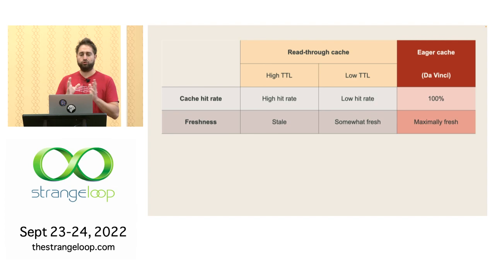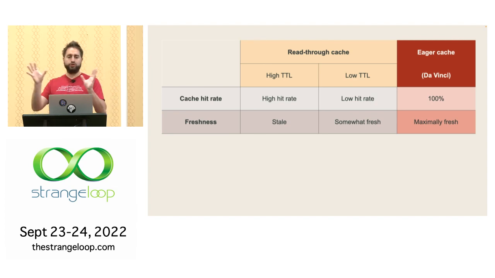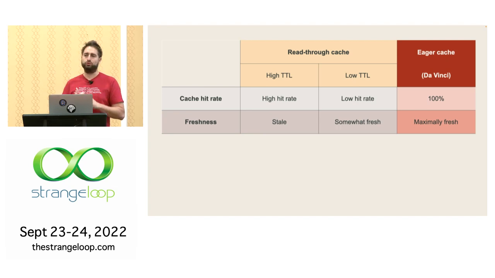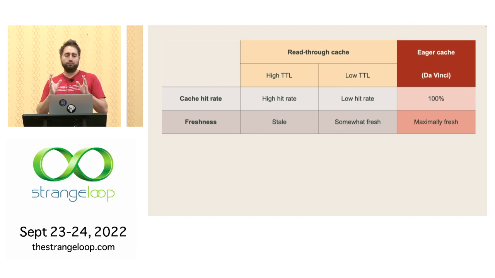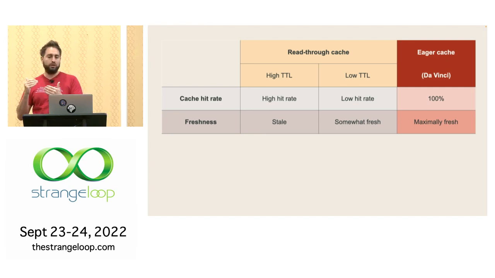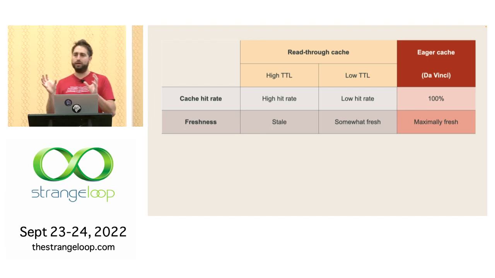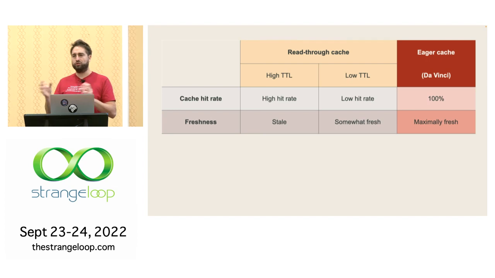So here, I'm showing these two side by side, and I'm breaking up the read-through cache into essentially two separate solutions. If you configure your read-through cache with a high TTL, you'll benefit from a higher hit rate in the cache. But since you'll be hanging on to stuff for longer, the stuff you're serving out of it is more stale. If you care about freshness, you'll want to lower your TTL. But then that will degrade your hit rate. So you've got this awkward trade-off that pits hit rate versus freshness.